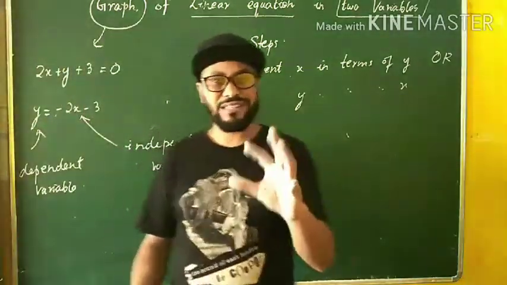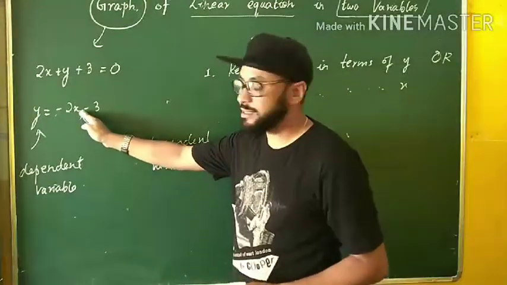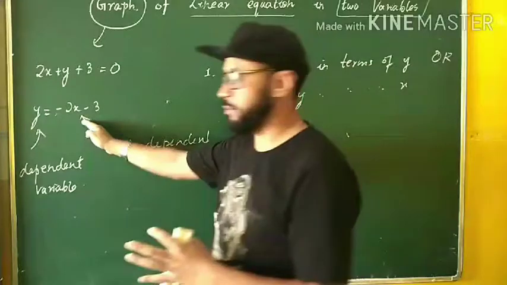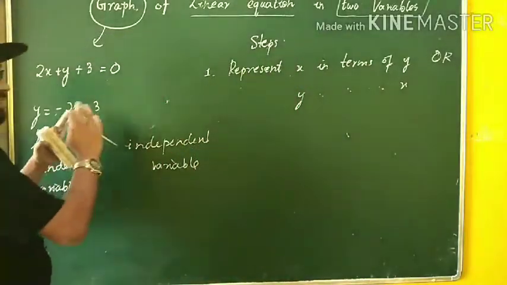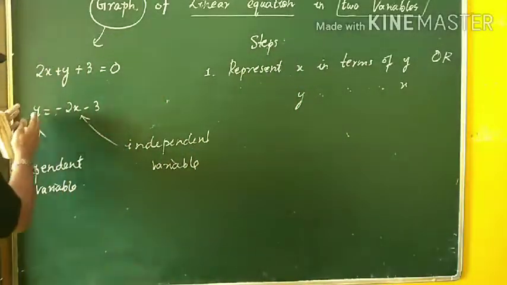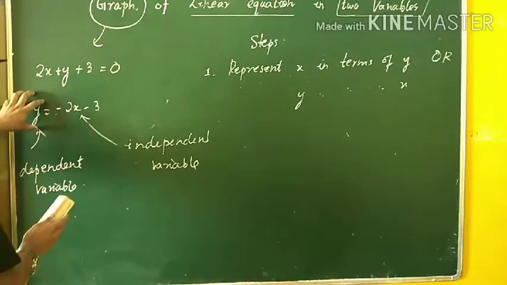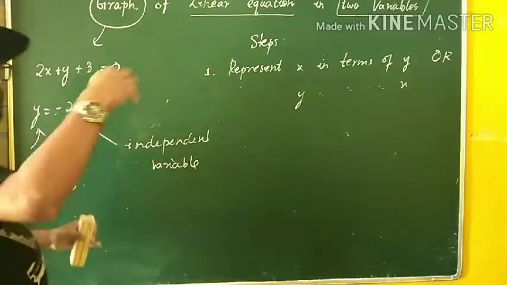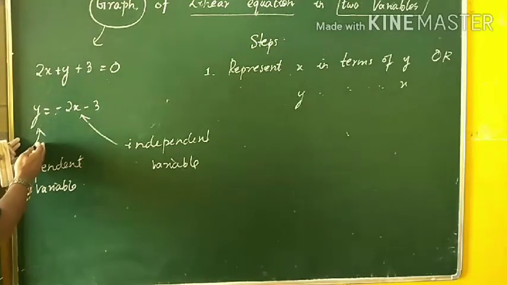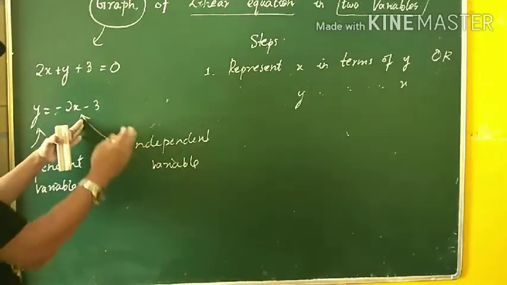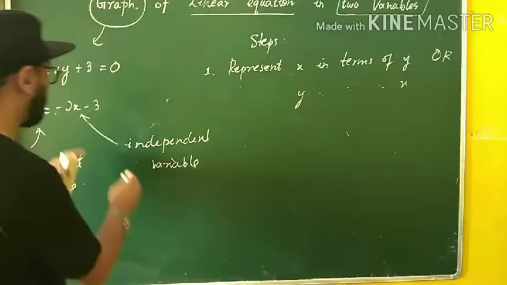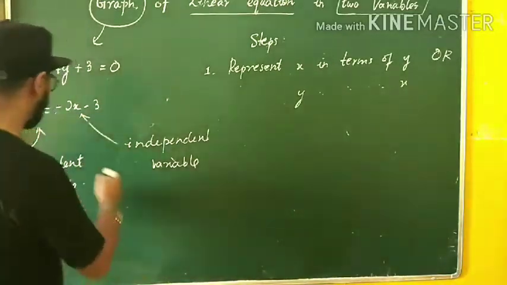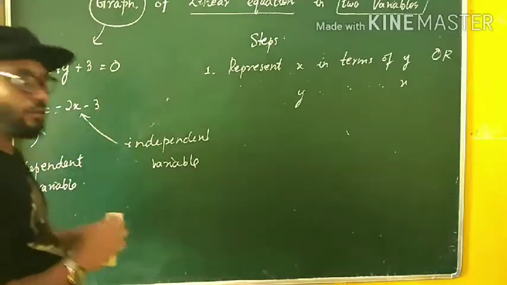So I'm repeating once again, whatever term is there on the right hand side, we can take any value for this variable. So it is called the independent variable because it has its own value. But the value of y depends upon the variable that is there on the right hand side. So whenever you put the value of x, the value of y changes. So it's called the dependent variable. Okay?